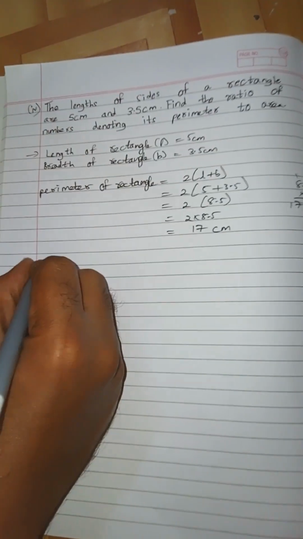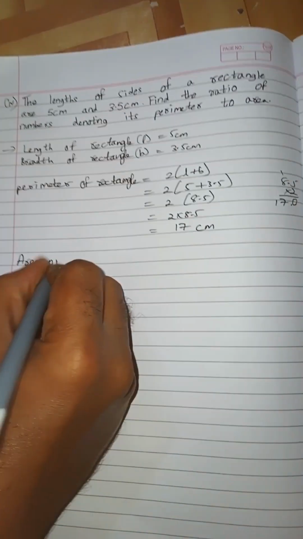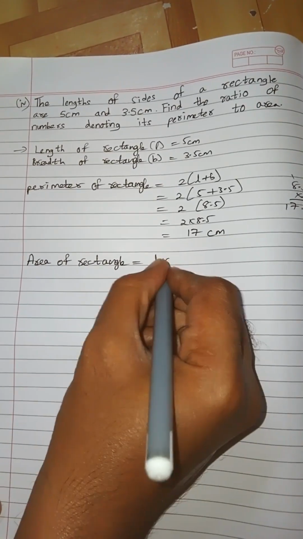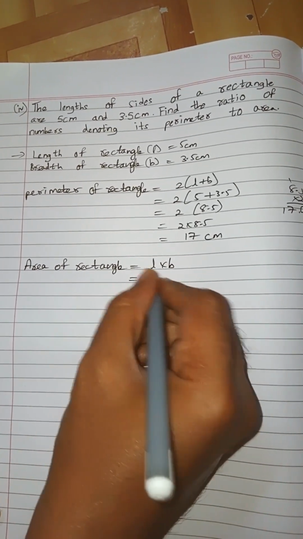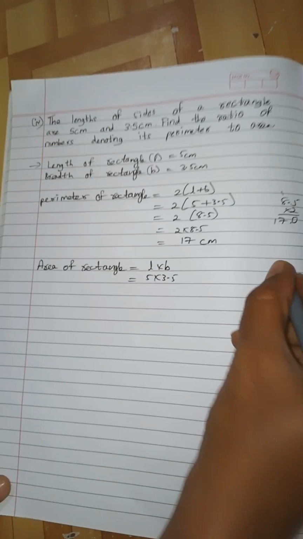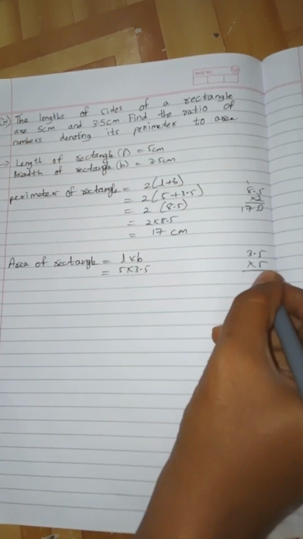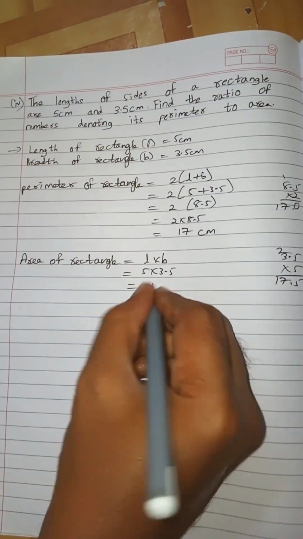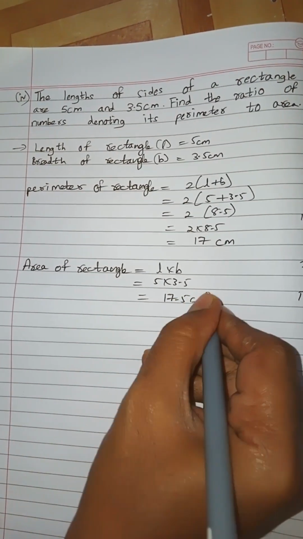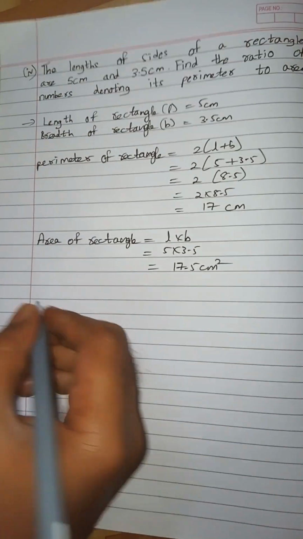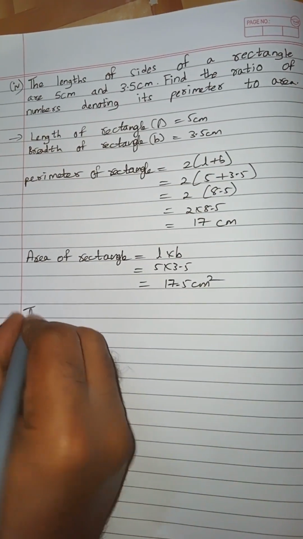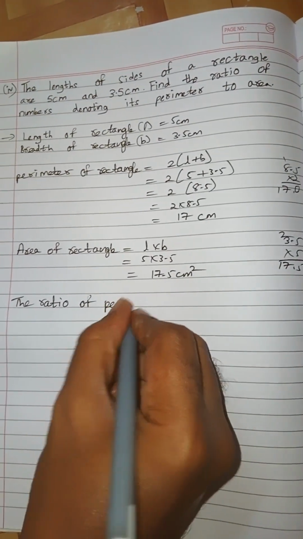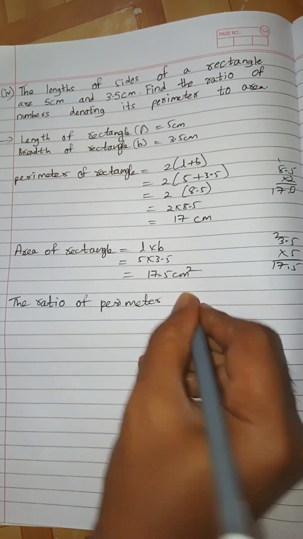Now we have to find the area of the rectangle. The formula of area of rectangle is length multiplied by breadth. 5 multiplied by 3.5. 5 fives are 25, 2 carry 5, 5 threes are 15 plus 2 is 17.5 centimeter square. So we have to find the ratio of perimeter to area.